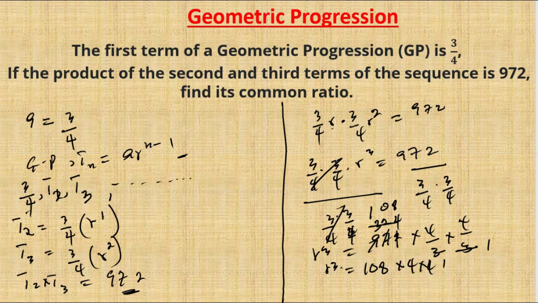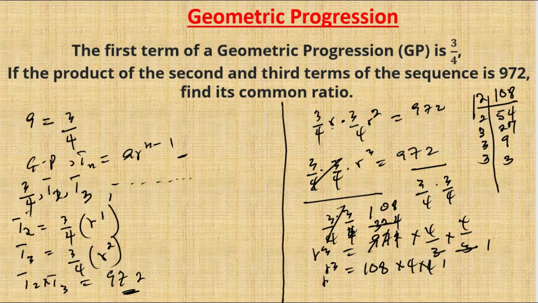Now I'll need to find the cube root of both sides because I have r raised to power 3 here. So I'll take the factors of 108 to enable me find the cube root without using a calculator. 108 divided by 2 gives me 54, and 2 again gives me 27. So I'm left with 27, which is the same thing as 3 times 9, and 9 is 3 times 3. Then I have the cube root there. 2 times 2 here is 4.